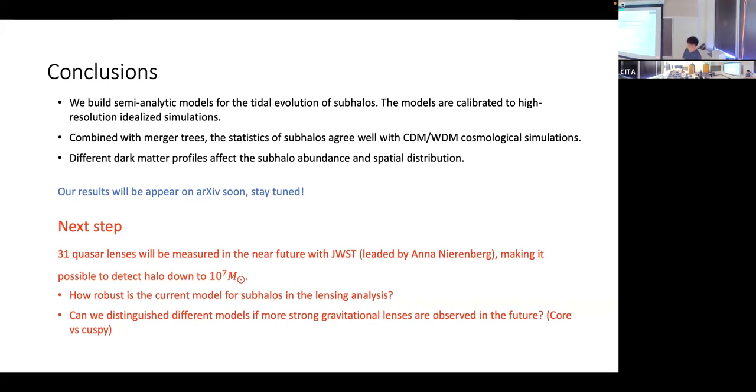Then the question comes because in the current lensing model analysis, we have some model approximations. We would like to check if we replace those approximations with our accurate semi-analytical model predictions, how it will affect the lens analysis, and whether we can get more robust constraints. And the third question is, can we actually distinguish different models if we have more data from them?